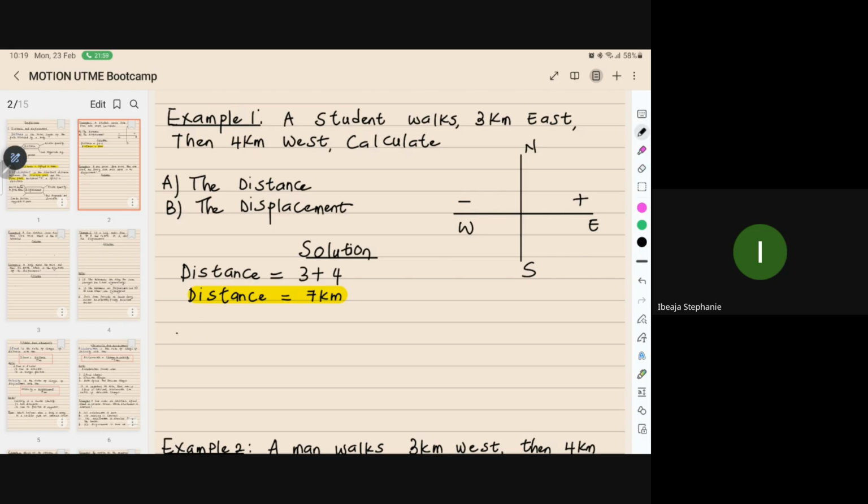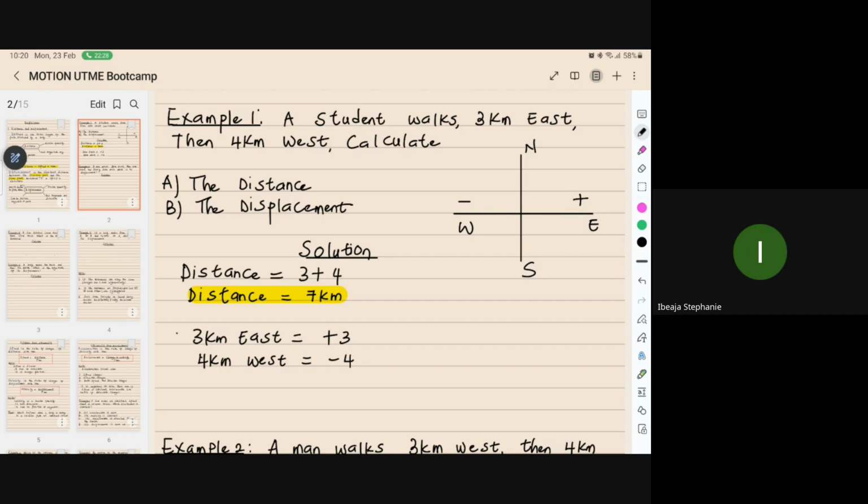So now, total displacement. Let's do it this way. We have 3 kilometers to the east, and the east is positive. That will be plus 3. Now we have 4 kilometers to the west. That's negative 4. Are we together now? So when you bring everything together, minus 4 plus 3 will give us what?